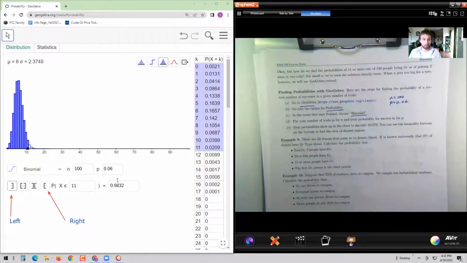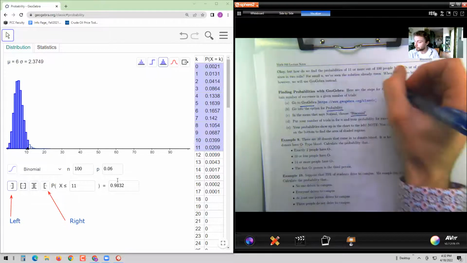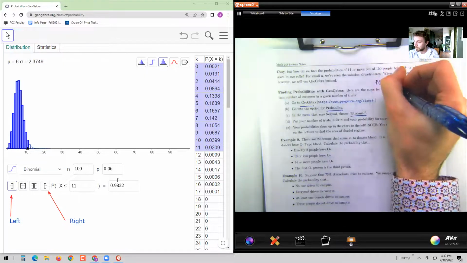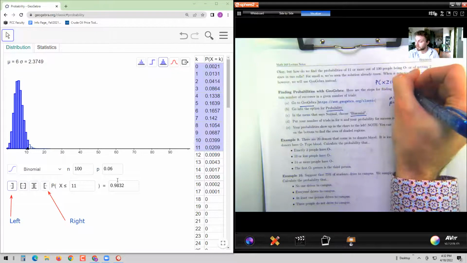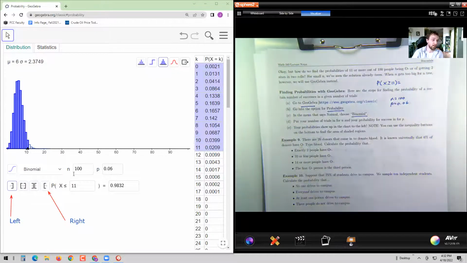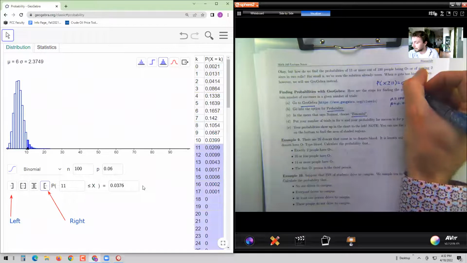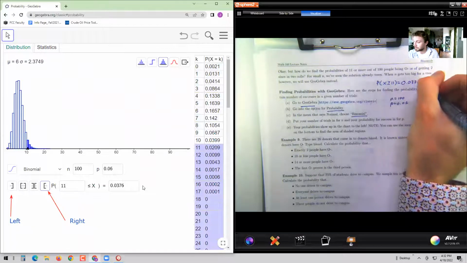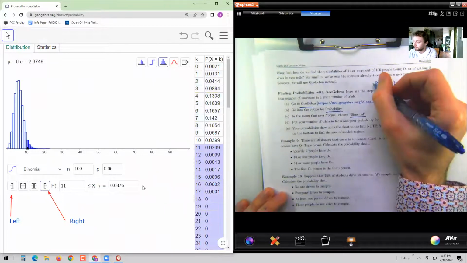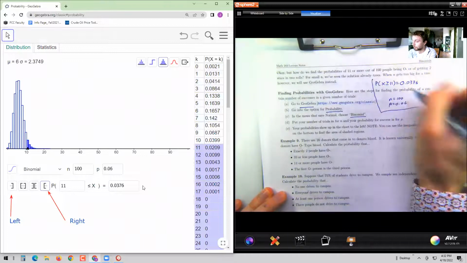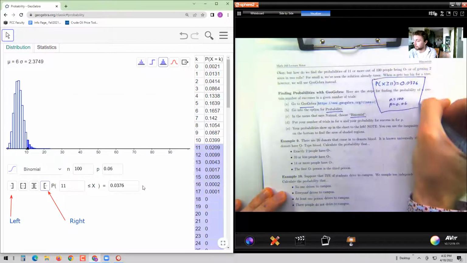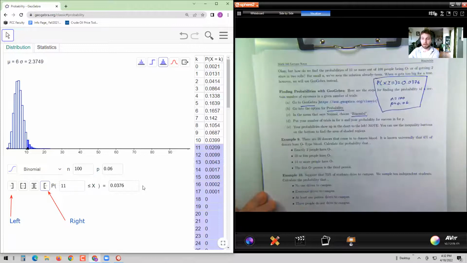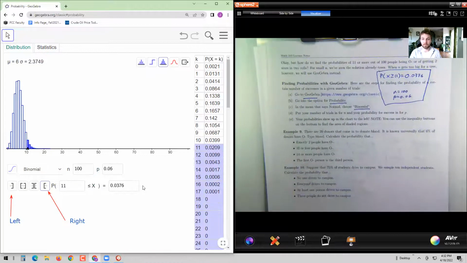So for example, if I wanted the probability of 11 or more successes here, I'm in GeoGebra, I shade it to the right from 11, there is a 3.76% chance of having 11 or more people out of 100 that are O negative. That's pretty rare. It looks like it happens less than 5% of the time.